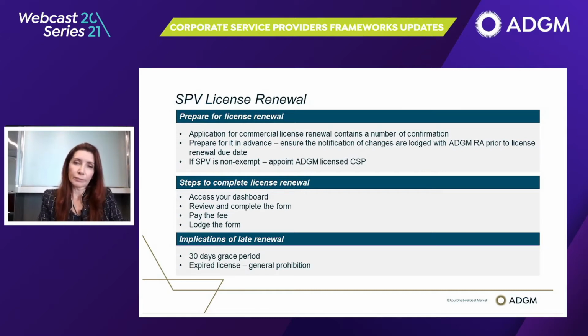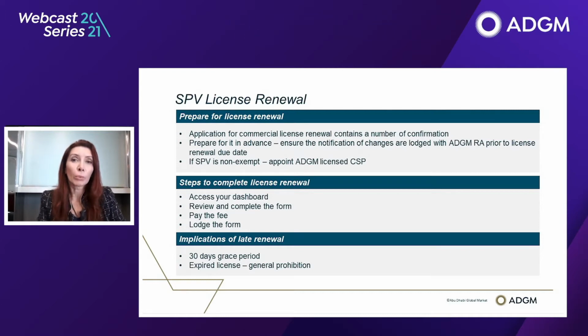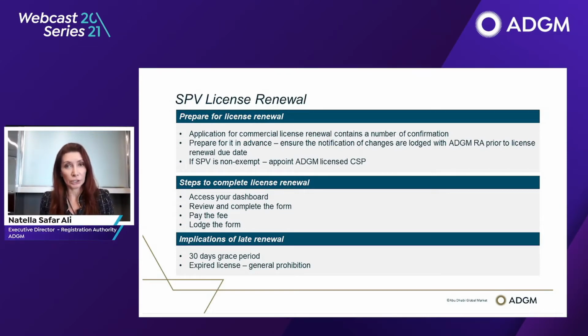Now, if it is a non-exempt SPV or foundation, you have to appoint the CSP prior to your renewal date. So at the time of license renewal, you also lodge the notification of appointment of CSP. Now, steps to complete the license renewal: access your dashboard, review and complete the form. Make sure that all the information in the form is correct, because if any of the information is outdated, you have to file a notification of changes. So get ready, get prepared. Notification of changes may take time.